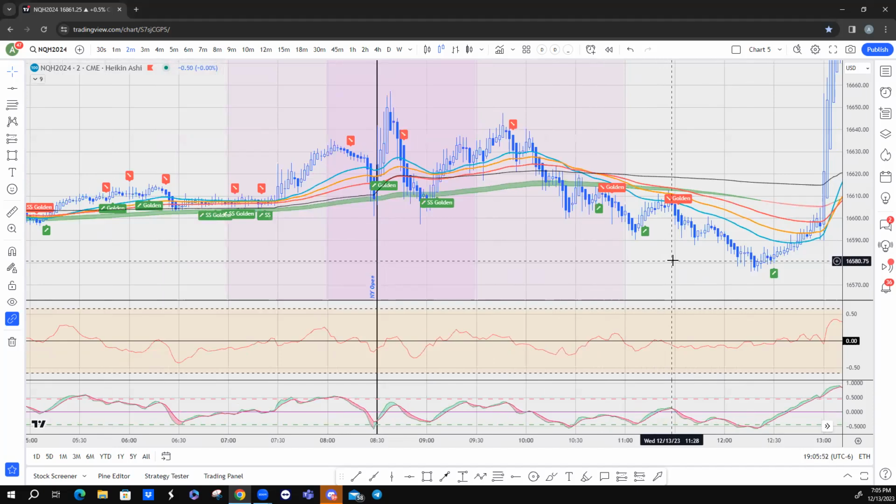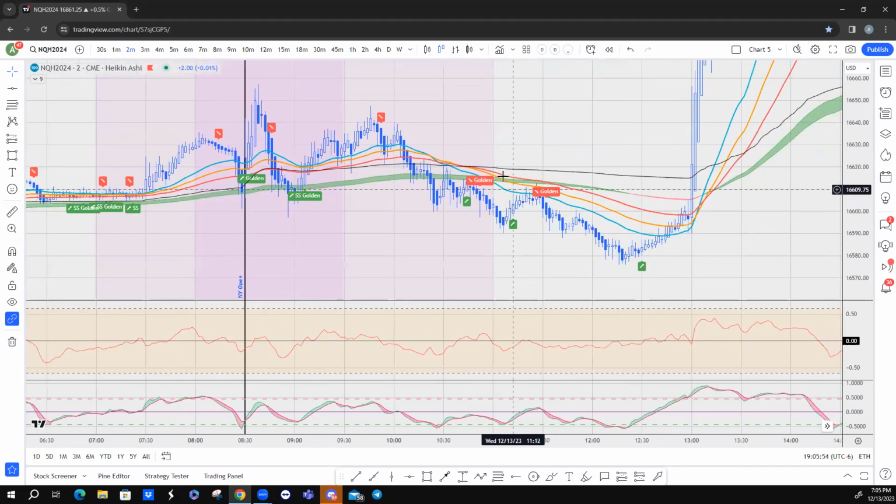One of the reasons I chose those EMAs is I wanted them to look more like a ribbon, and I just like how it looked on the chart. I think it looked pretty cool. I was switching around with different EMAs, but I really like how these turned out. I've been pretty happy with it.